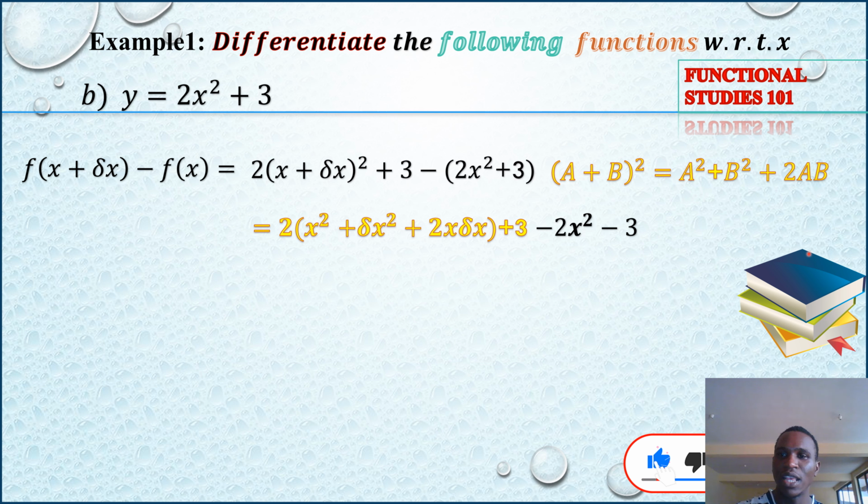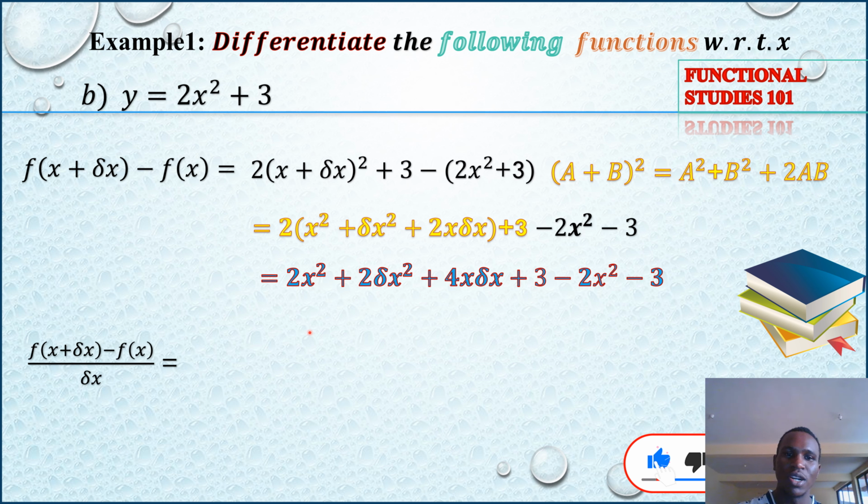Then the next step, I have to distribute this 2. So that will be 2x squared plus 2 delta x all squared plus 4x delta x, then 2 times. I think that's alright, because this 2 is affecting only the terms inside this bracket, not the 3. So plus 3, then minus the terms as we distributed here: minus 2x squared minus 3.